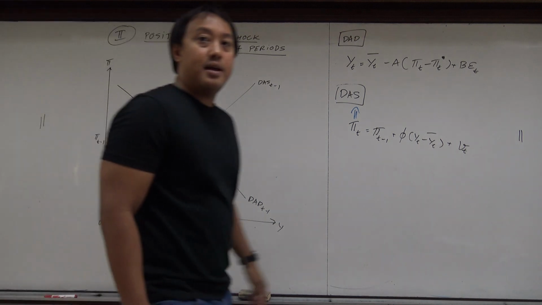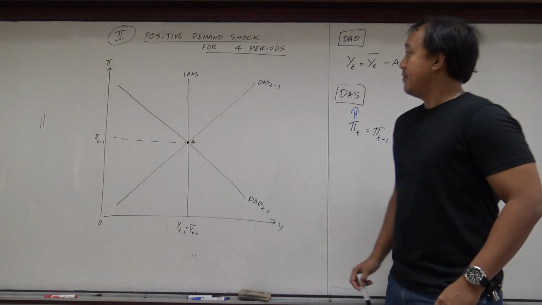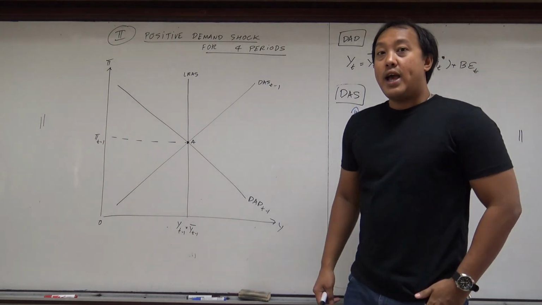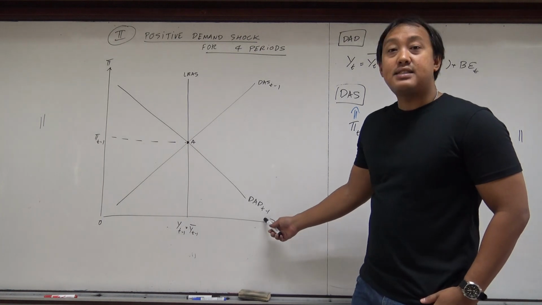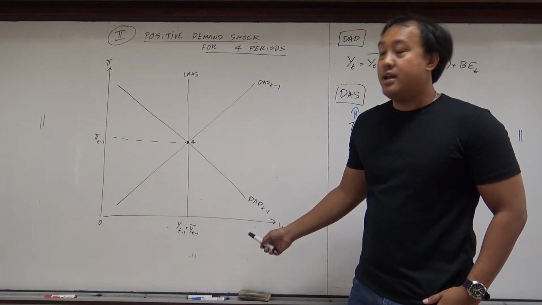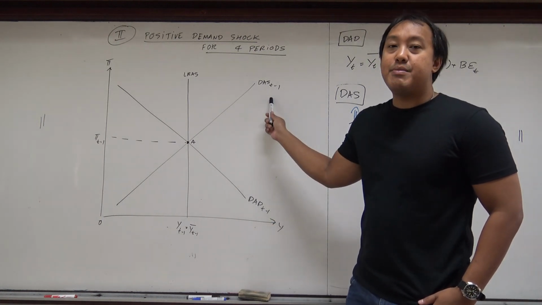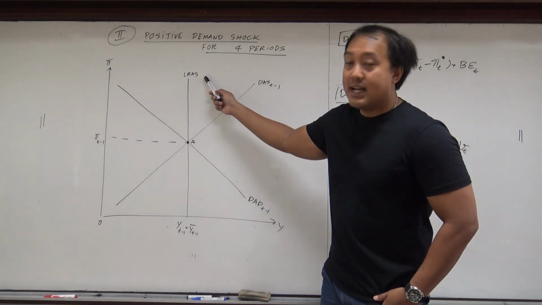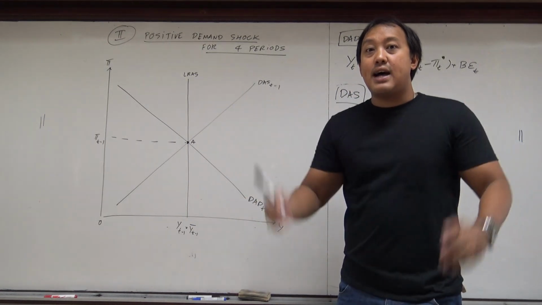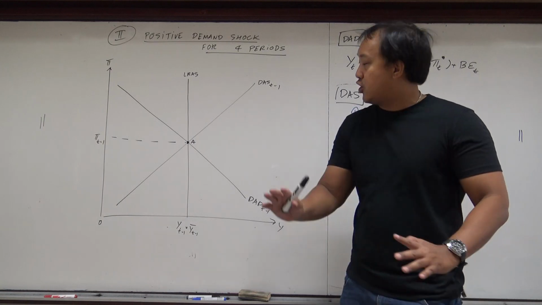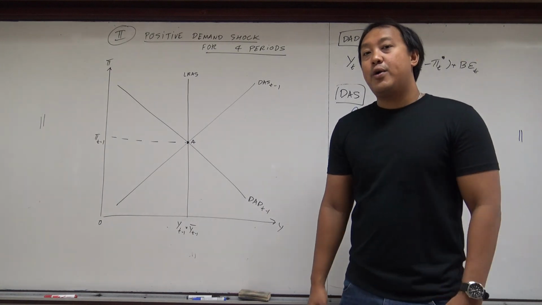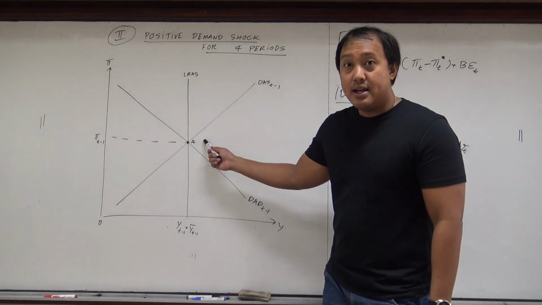Okay, good. So we have DAD, dynamic aggregate demand, at time t minus 1. You have DAS at time t minus 1. You have long run aggregate supply. Yesterday, time t minus 1, everything is good. Yesterday, our equilibrium point stayed at point A.